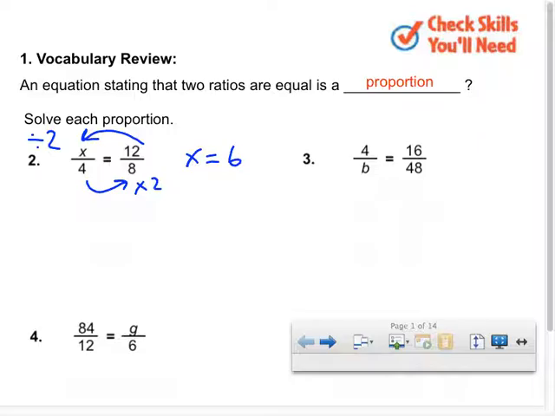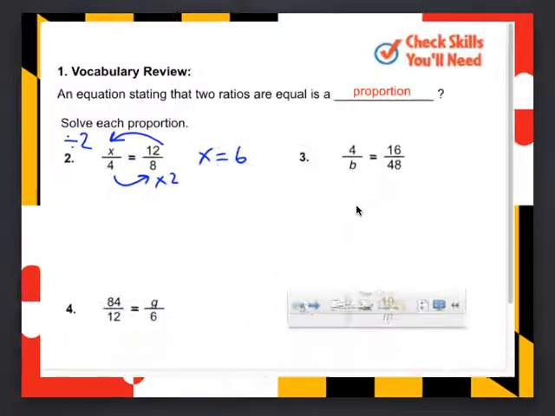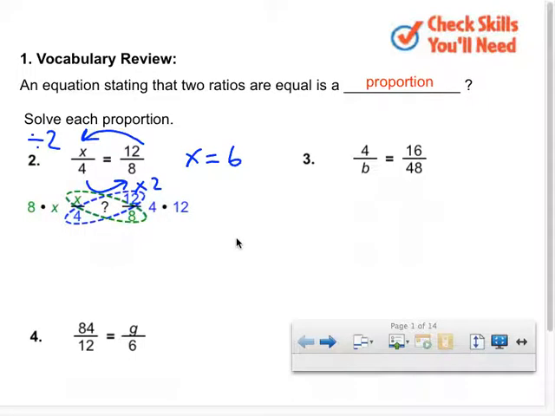Now that was the mental method. But what you could have done is use cross product. And then what you have is 8x equals 48. Divide both sides by 8. And then you still get the same thing. So I try to color code this. 4 times 12, that's the first product. And then x times 8, that's the second product. I put m here, that's just a typo, that should be an x. So 8x, I changed the variable, I apologize.